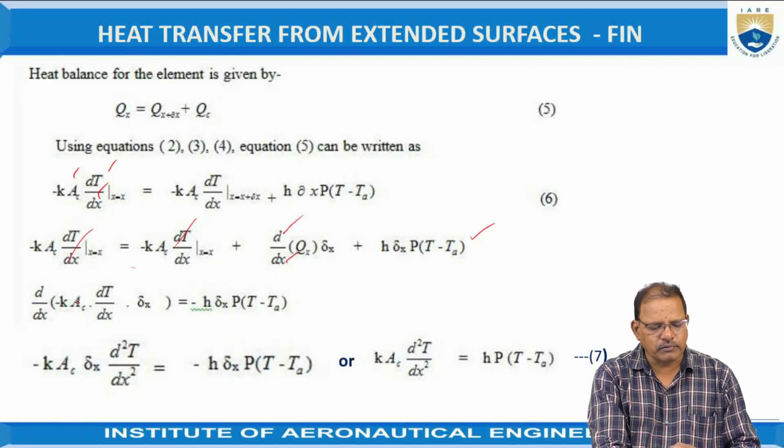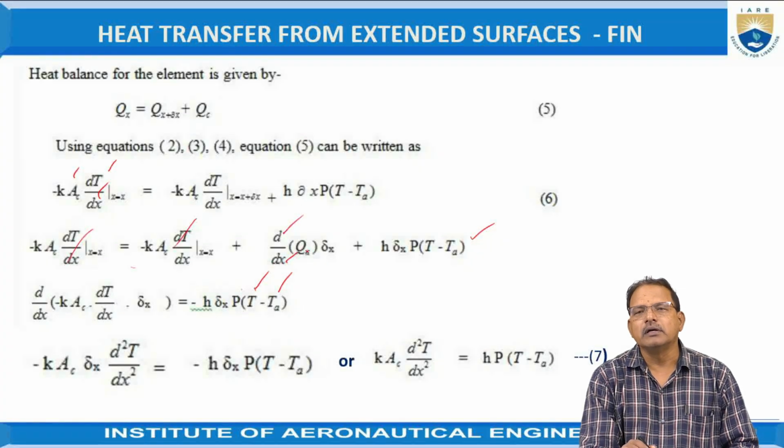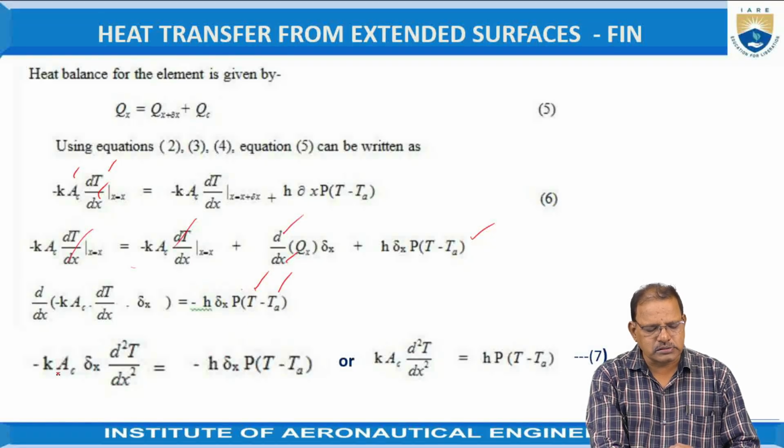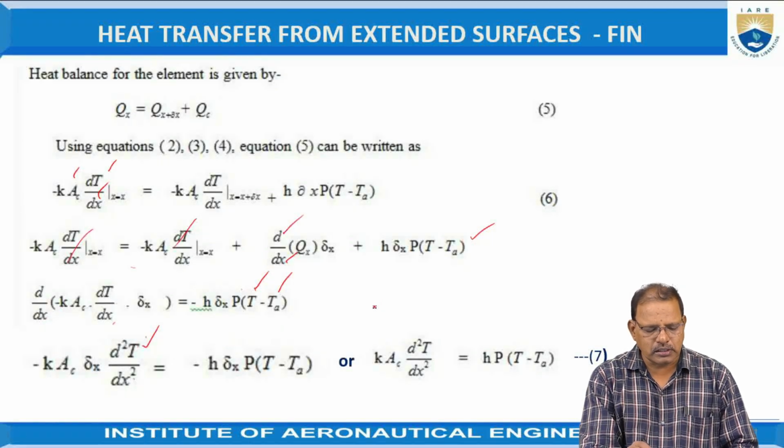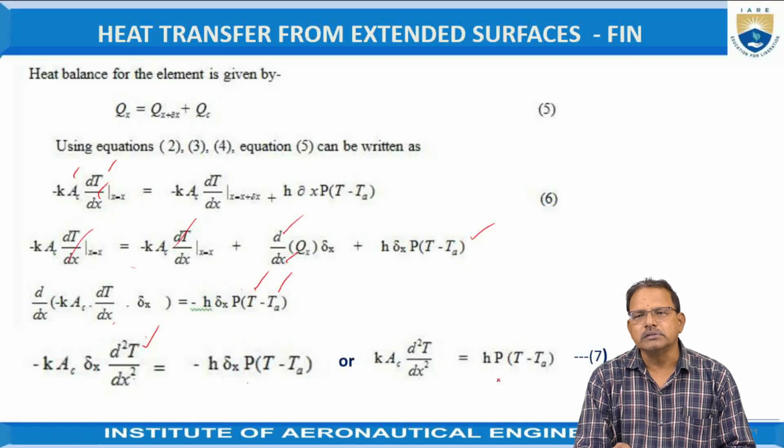Here, minus of KAc dT/dx into delta x is equal to minus of h into delta x P into (T minus T∞). From these relations, minus of Kc into delta x is equal to d²T/dx², because on differentiating dT/dx with respect to x, we get d²T/dx², which is equal to h into delta x P into (T minus T∞). So k into Ac d²T/dx² is equal to h into P into (T minus T∞).